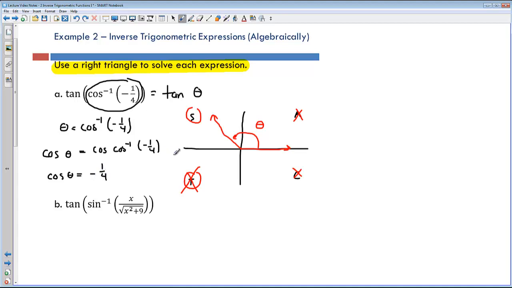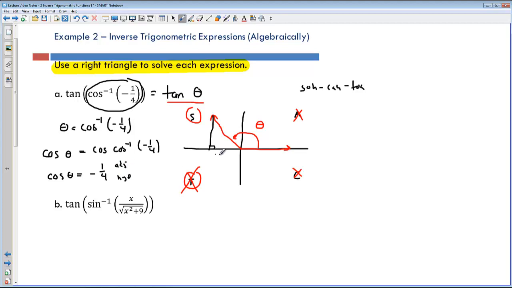Now, I can't figure out the angle really because this angle is not in my reference table, but I don't really want the angle, notice. I just want tan of the angle. So what I can do is make a right triangle here, using this ray. So we make our right triangle. I know SOHCAHTOA, and so I can figure out the sides of this right triangle because I know cosine of theta is equal to negative 1/4. So the top is the adjacent and the bottom is the hypotenuse.